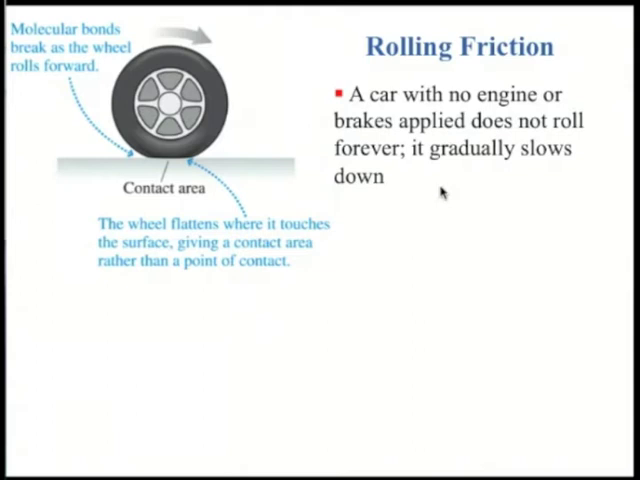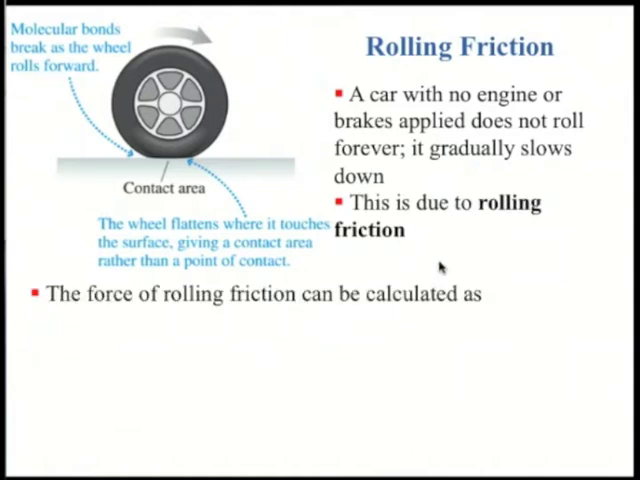Now a car with no engine and no brakes on actually does not roll forever. If you just let a car coast on flat ground, you'll notice that after a long time it'll slow down and stop. This is true for wagons, it's true for a soccer ball. Anything that's rolling will have two things happening. One is molecular bonds between the surfaces will form and break as it rolls, and also the wheel will usually flatten a little bit and deform, which will create heat. This is called rolling friction.